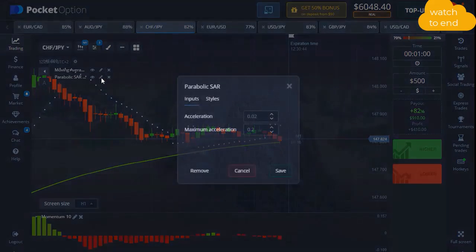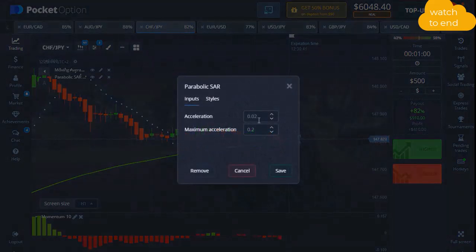Then the parabolic SAR: the acceleration is 0.02, while the maximum acceleration should be 0.2. And here I use it in white color. When you're done, you click save.